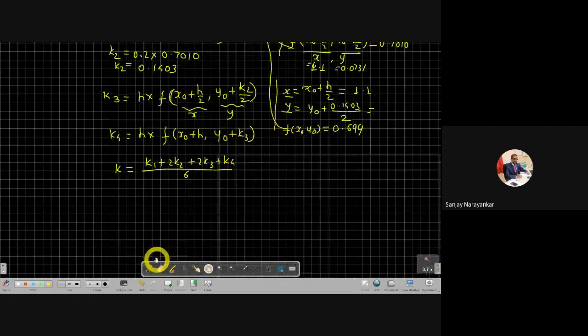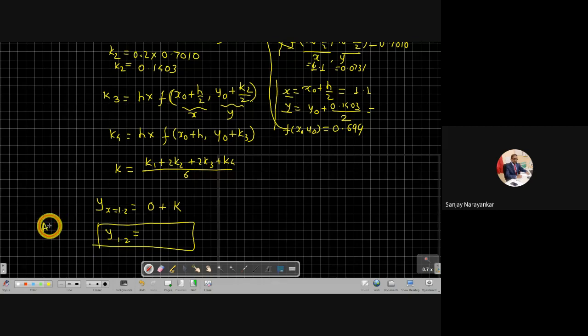After finding out k, now you have to find out y at x is equal to 1.2. y0 is already known to us, it's 0 plus k. So this is your answer. Don't make a mistake in calculations, students. I'm assuming that whatever values you are giving me are correct.